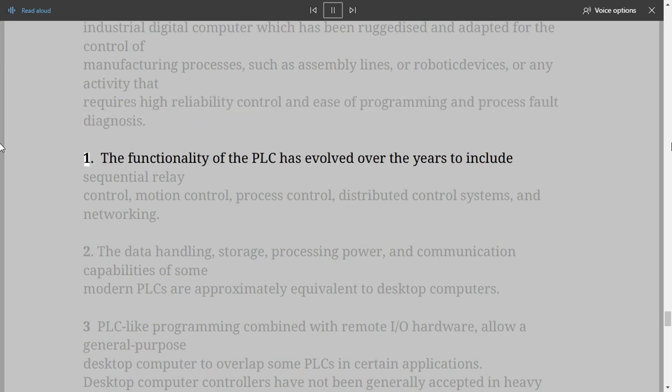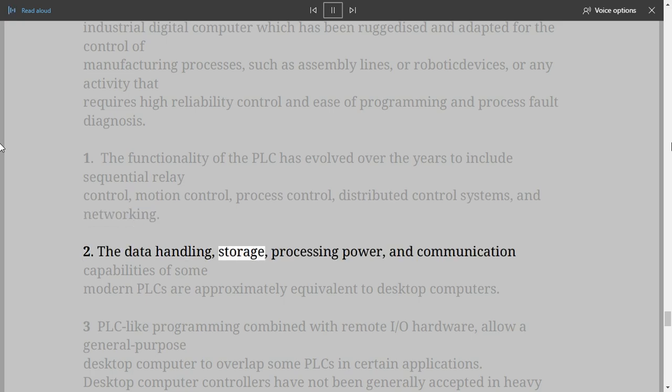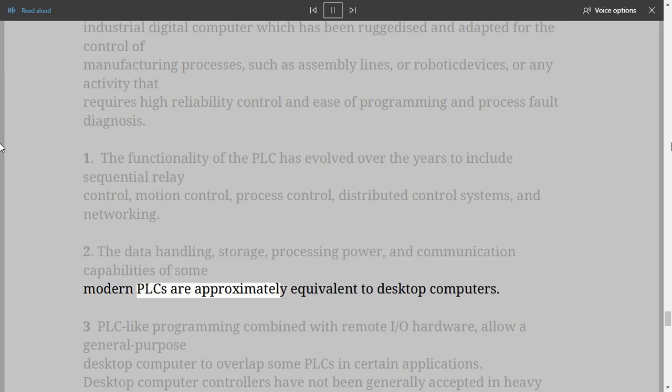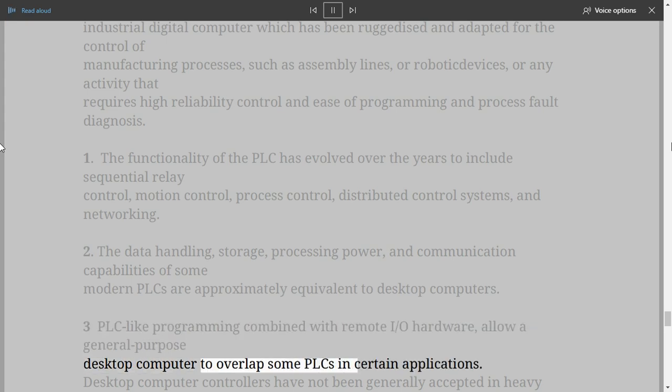1. The functionality of the PLC has evolved over the years to include sequential relay control, motion control, process control, distributed control systems, and networking. 2. The data handling, storage, processing power, and communication capabilities of some modern PLCs are approximately equivalent to desktop computers. 3. PLC-like programming combined with remote I/O hardware allows a general-purpose desktop computer to overlap some PLCs in certain applications.